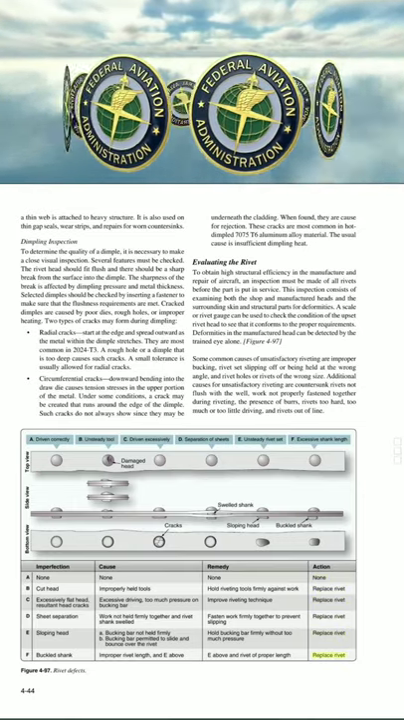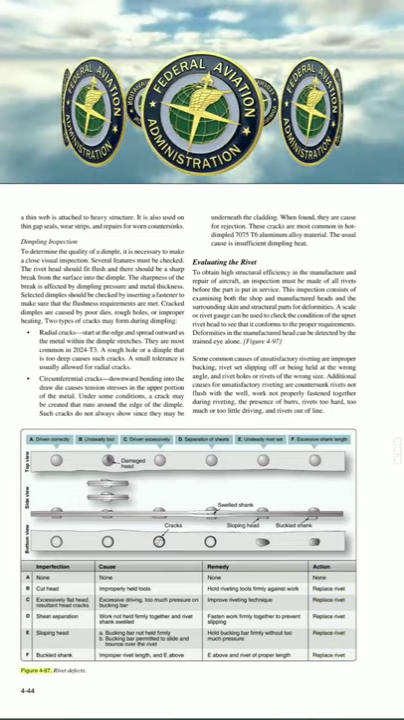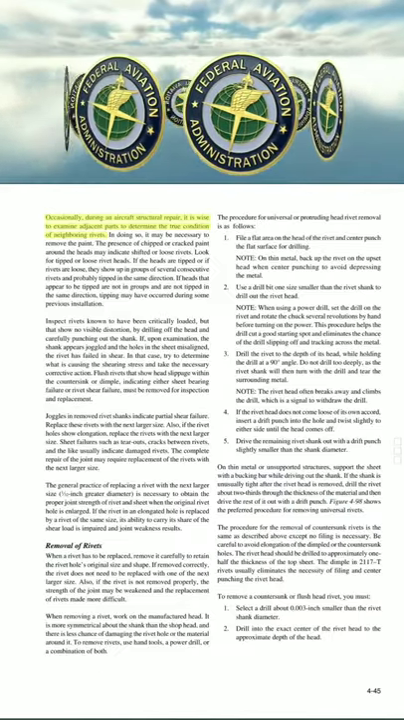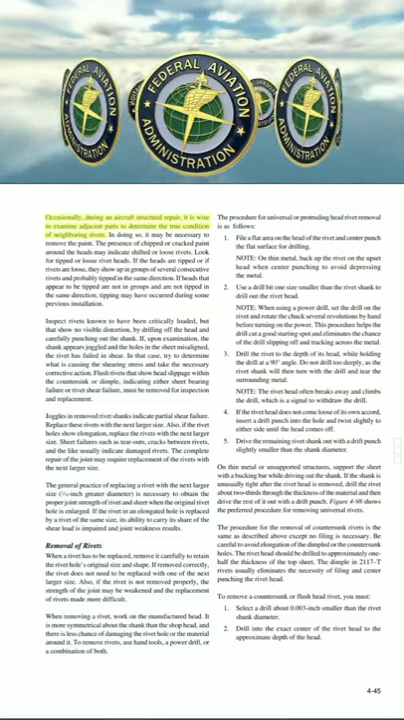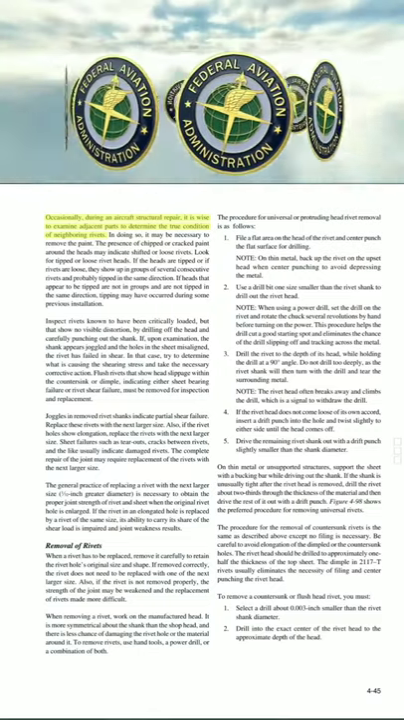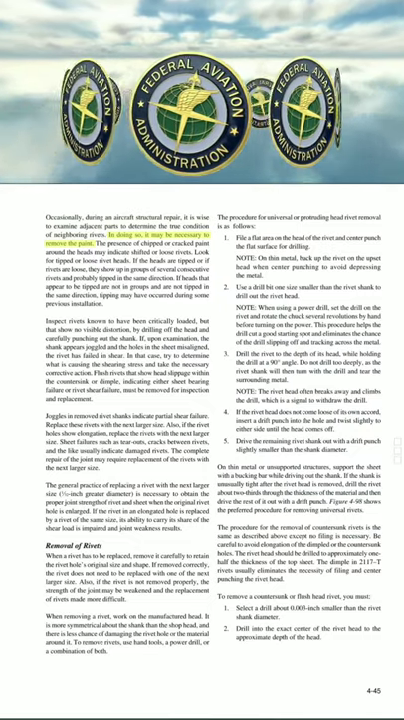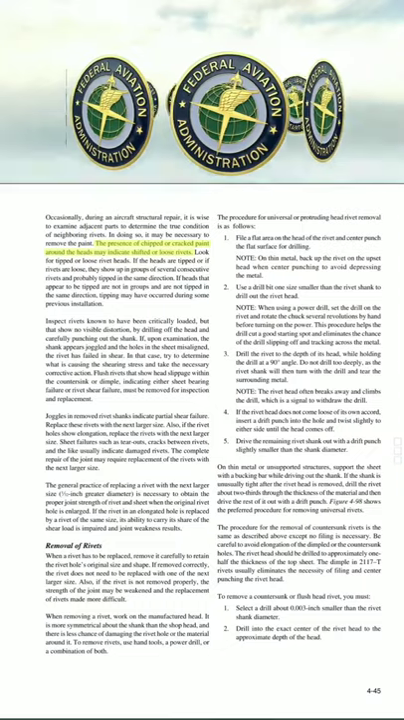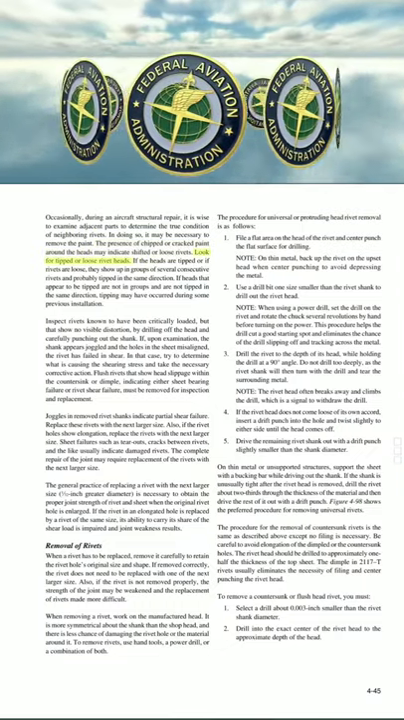Figure 4-97. Rivet defects. 4-44. Occasionally, during an aircraft's structural repair, it is wise to examine adjacent parts to determine the true condition of neighboring rivets. In doing so, it may be necessary to remove the paint. The presence of chipped or cracked paint around the heads may indicate shifted or loose rivets. Look for tipped or loose rivet heads.